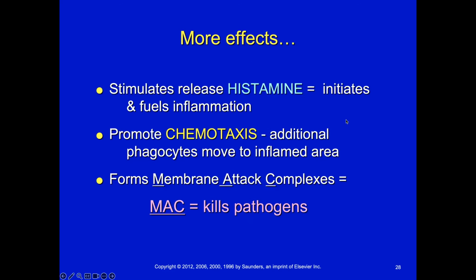So complement has more important effects. It stimulates mast cells to release histamine, so this will initiate as well as fuel inflammation. It promotes chemotaxis, so it acts as a chemokine. It can bring additional phagocytes and other white blood cells into the inflamed area. And very importantly, it forms the membrane attack complex, also known as MAC. This is where you get that direct killing of pathogens.